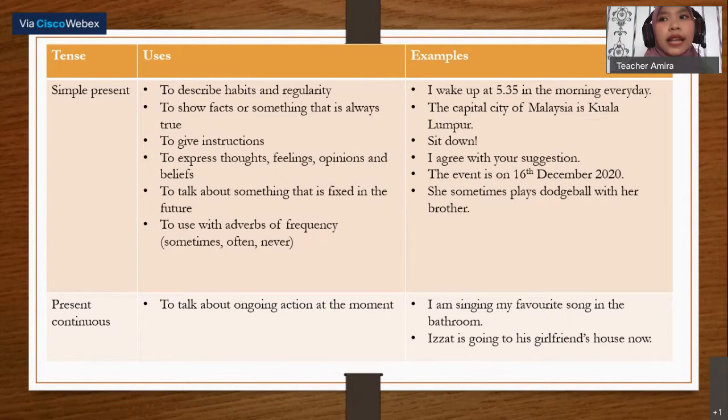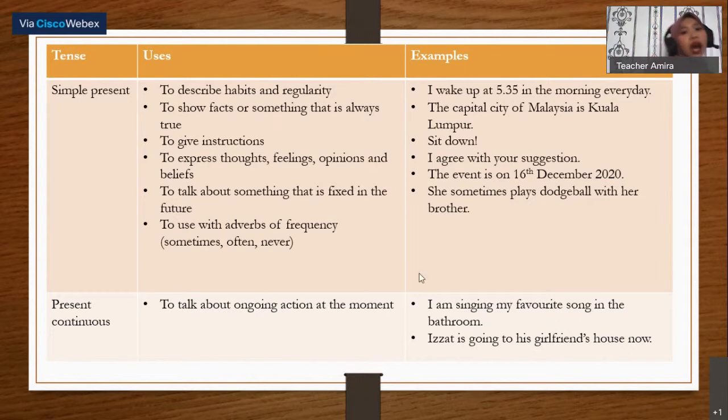Because the last time I learned about tenses, I learned past tense and present tense together, and I got very confused. So I tried to learn it separately, and then at the end of the day, you can differentiate it yourself. Okay, right?